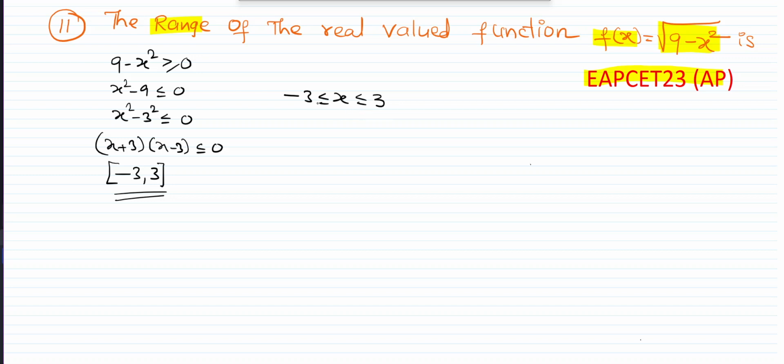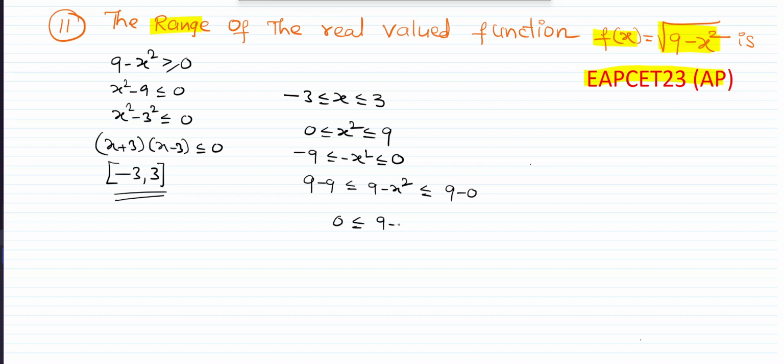Now squaring on both sides, all negative values become positive, so it starts from 0 less than or equal to x square less than or equal to 9. Multiplying by minus, this is minus 9 less than or equal to minus x square less than or equal to 0. Now add 9 on both sides: 9 minus 9 is less than or equal to 9 minus x square less than or equal to 9 minus 0. This is 0 less than or equal to 9 minus x square, which is less than or equal to 9.